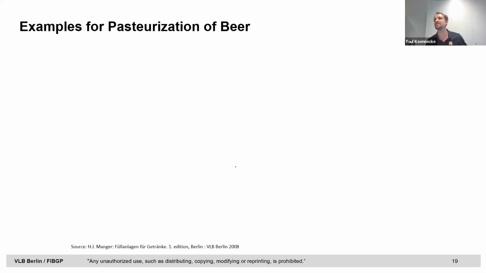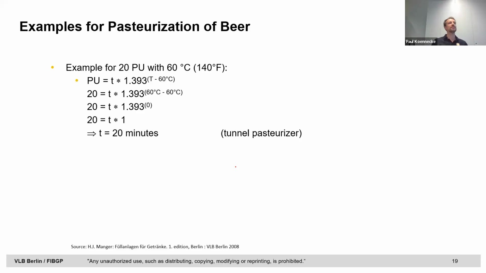So just to give you a little bit of an example for how to calculate your pasteurizing units, your Pasteur units. When you use the temperature 60 degrees, you will in the end have this 1.393 to the power of 0, which is always 1. So your pasteurizing units are equivalent to the time you apply them. So 20 pasteurizing units equal 20 minutes in a pasteurizer for beer at 60 degrees. This is a normal temperature, for example, for a tunnel pasteurizer. Well, not 60, but probably 62, 63 degrees, depending a little bit on your technology.